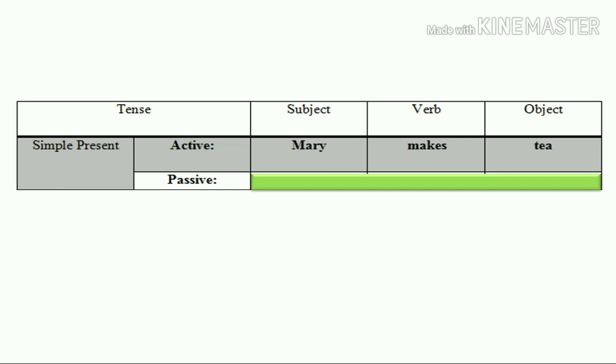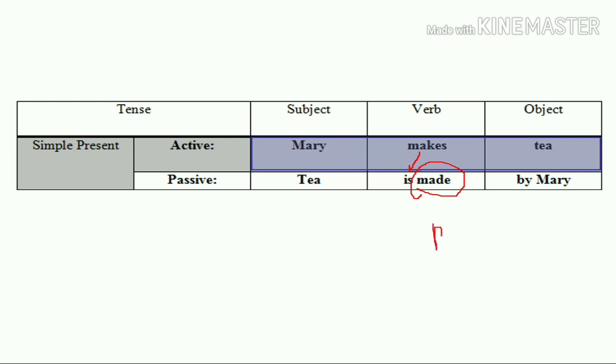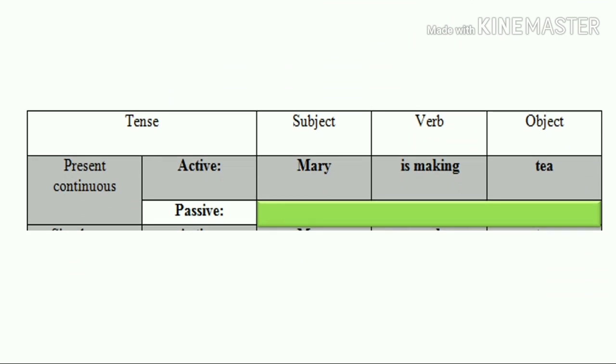Here are some examples of using the passive voice in all tenses. Mary makes tea. The passive becomes: tea is made by Mary. So we start with the object, we change the subject, and the verb takes two forms. It takes the verb to be in its tense, in its present, and this verb takes the past participle, right?